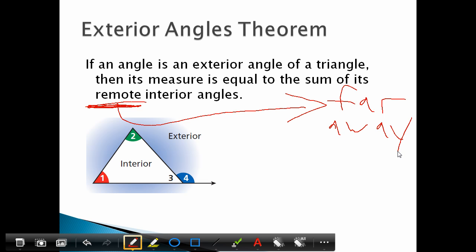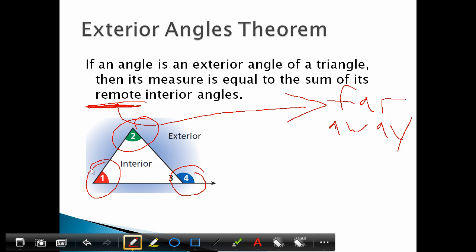If something is remote, then it is far away from everything else. So my remote interior angles are the angles on the inside that are far away. So here is my exterior angle. Its remote interior angles, well, it's not going to be 3 because 3 is right next door. It's a little neighbor. They can borrow sugar from each other and stuff. We're going to go with 1 and 2. So you can see 1 and 2, they're way on the other end of the triangle. They're nowhere close to angle 4. They are remote. They are far away.